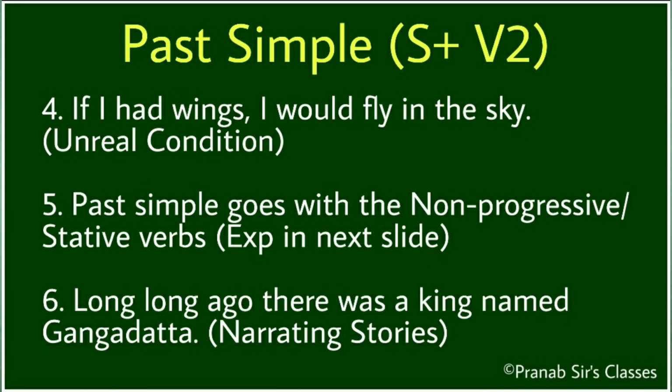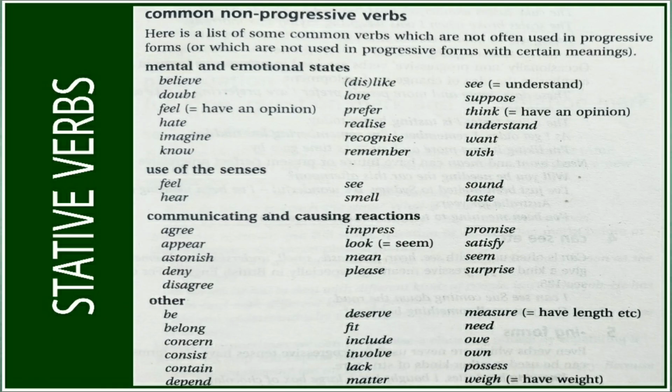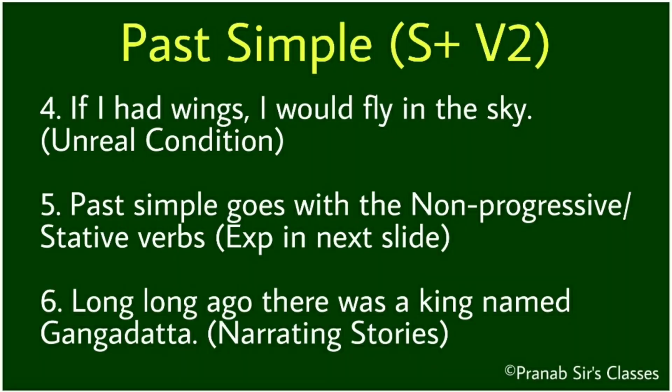Let's go to the next use. I liked, not I was liking. Like the present simple, the non-progressive verbs or the stative verbs, they always go with the past simple, and you see the list is already given. And finally, long ago, there was a king named Gangadatta. He had 4 sons. While narrating the stories, we use the past simple.